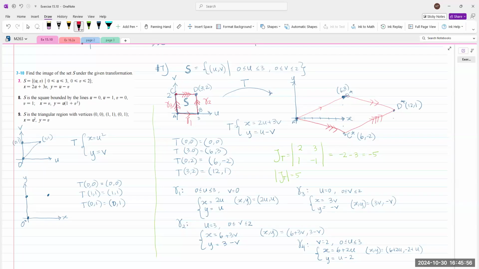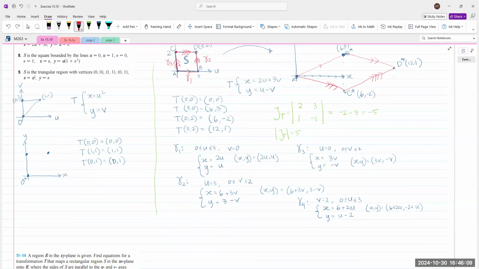The thing is we have this u squared, right? Which is not a linear transformation. So we need to slow down a little bit. Okay, let's observe the first path, gamma 1. That is u equals to phi. That's the equation, u equals to phi, right?